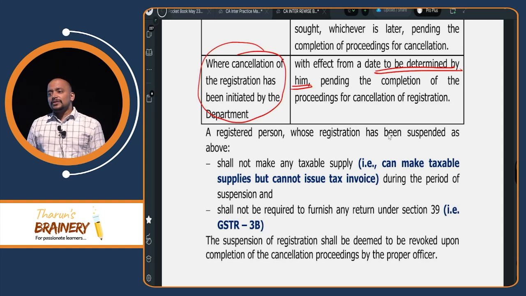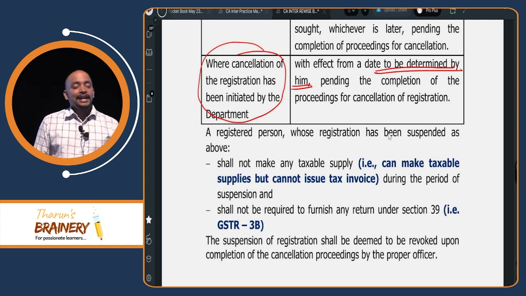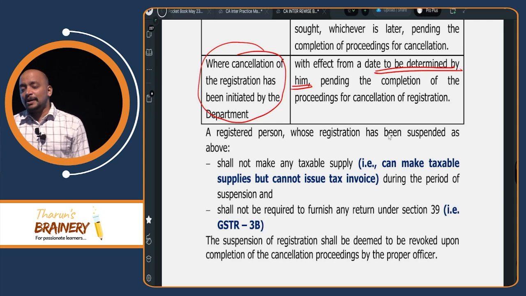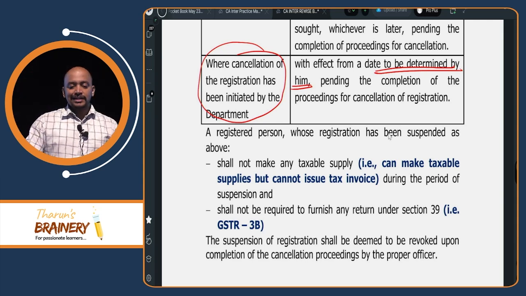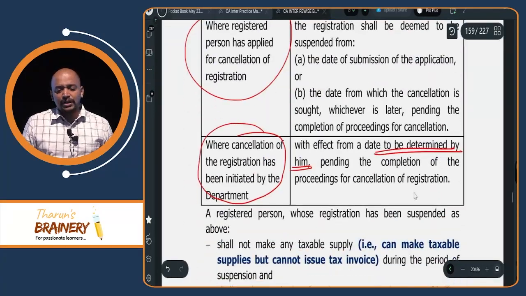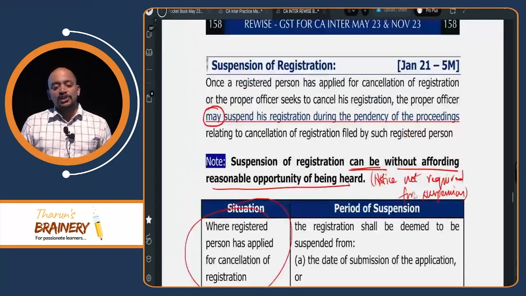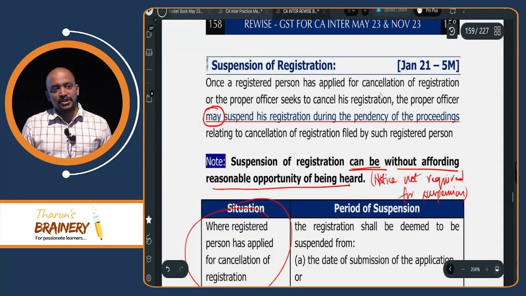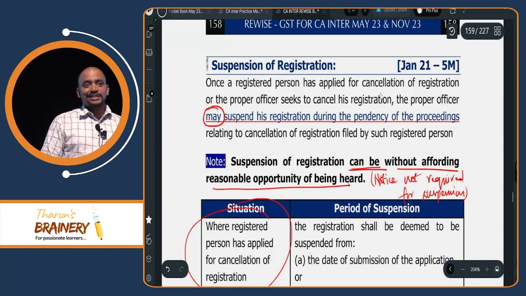So, we cannot give tax invoice for outward supply and we cannot file return for availment of ITC. So now, whenever you get a question on suspension of registration, you need to write these points, because already in Jan 21 they asked this question for 5 marks. So what are the things that you need to write?